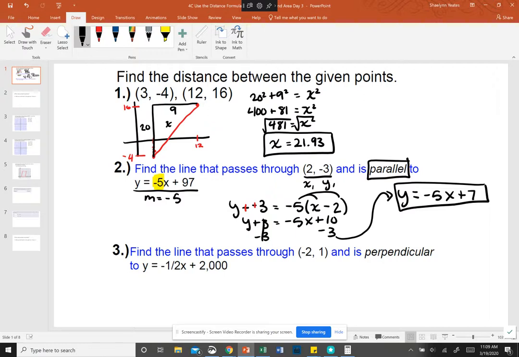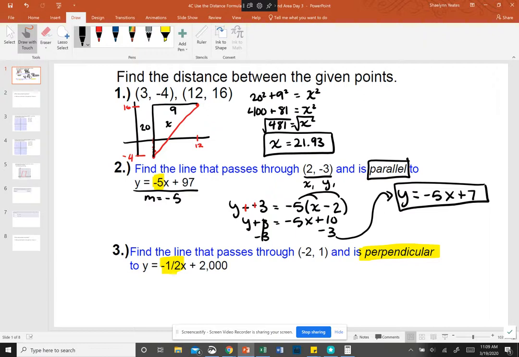All right, so on this next one, we have a line that passes through -2, 1, and it's going to be perpendicular. Now notice this word perpendicular. We are doing perpendicular, which means we have to take our slope and do something different than just copy it down. And we're perpendicular to the line y equals -1/2 x plus 2,000.